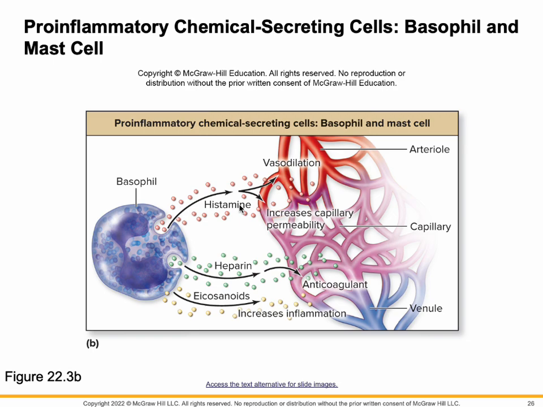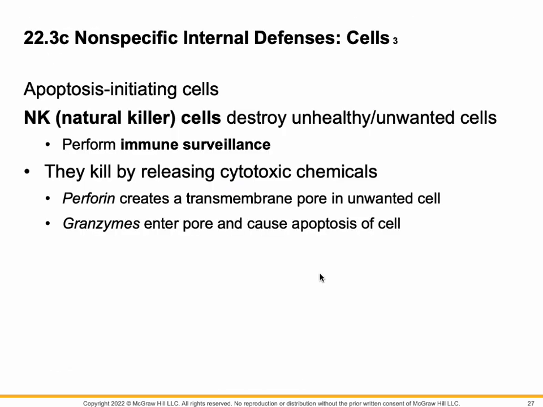The other molecule, something like heparin, heparin is an anticoagulant, right? So it's going to minimize blood clotting, which again is helping to promote the flow of blood toward the infection site, right? And then you have things like eicosanoids. These eicosanoids are helping with inflammation, and we'll have a whole discussion on inflammation coming up here in just a moment, right?